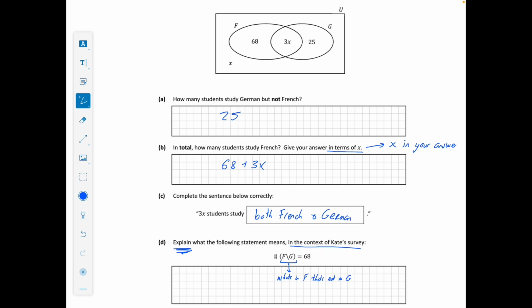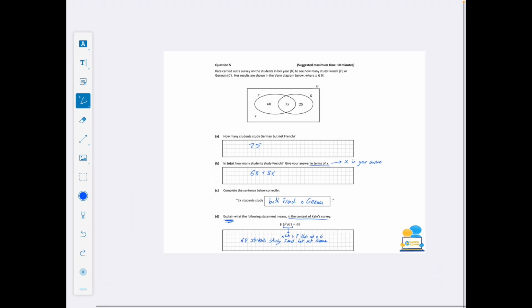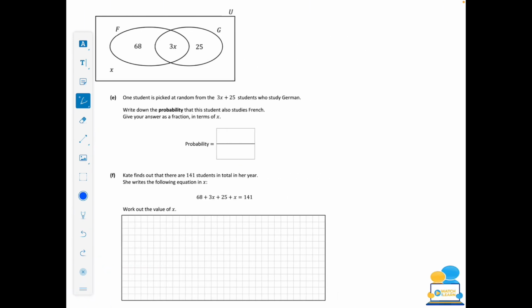Now, it says in the context of Kate's survey. What I've written down might get me some attempt marks, but I haven't actually answered the question because that doesn't tell me anything about Kate's survey. So what that actually means is 68 students study French, but not German. So 68 students here, they study French, but we're not including these people who study French and German, or we're not including these people that just study German. That's the first part of that question done.